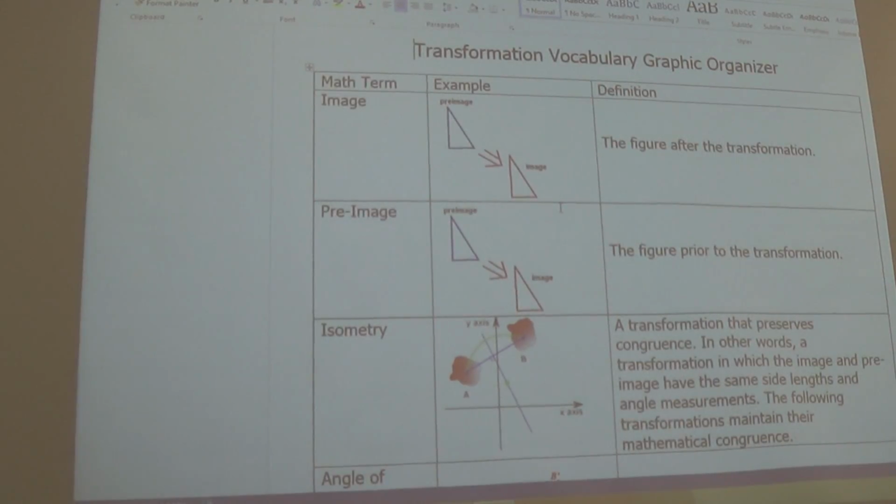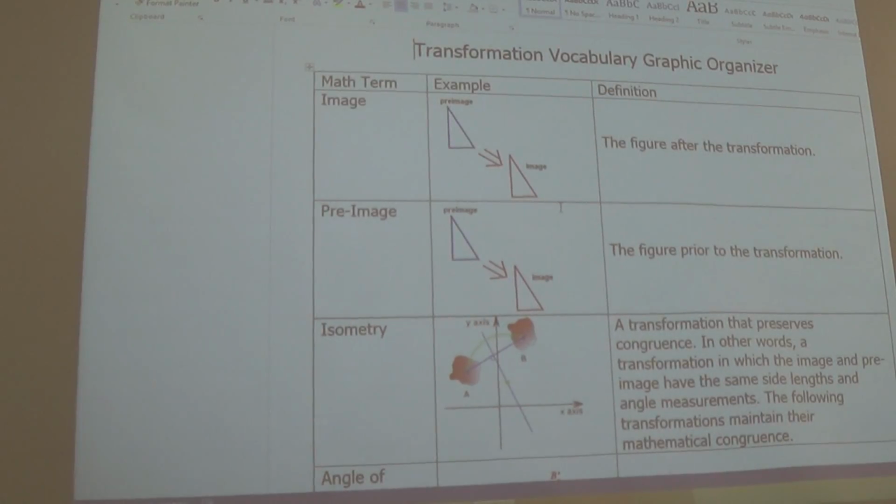We could do that by sliding it, reflecting it, rotating it, or dilating it, okay? So we can do that four different ways: sliding it, rotating it, dilating it, or reflecting it.